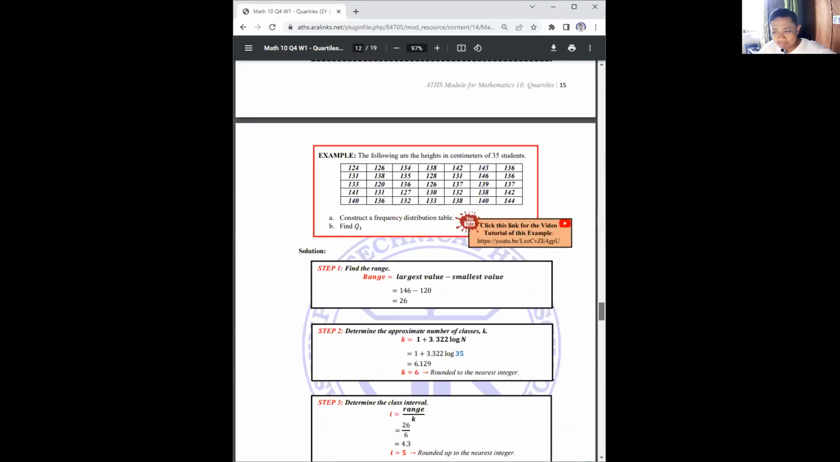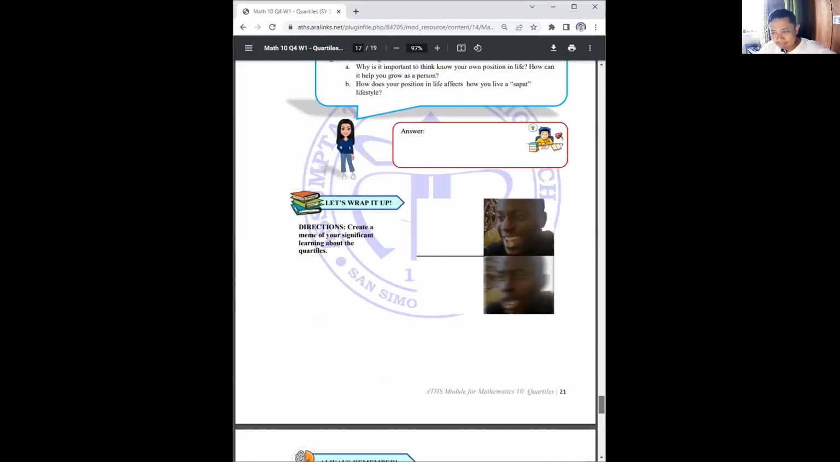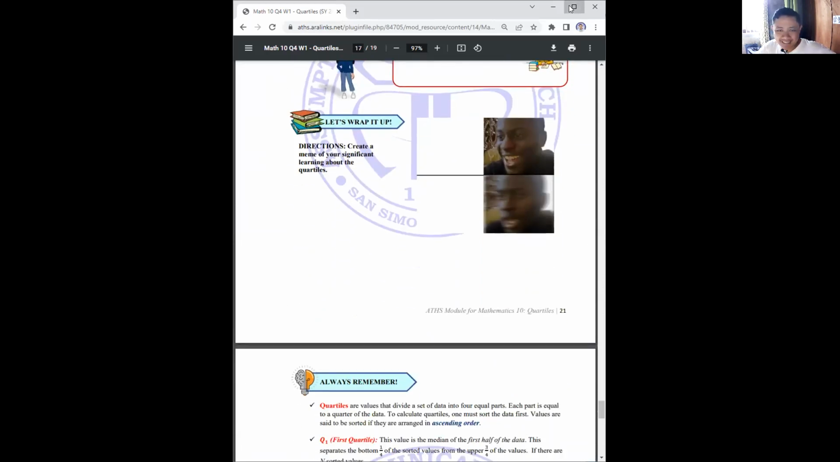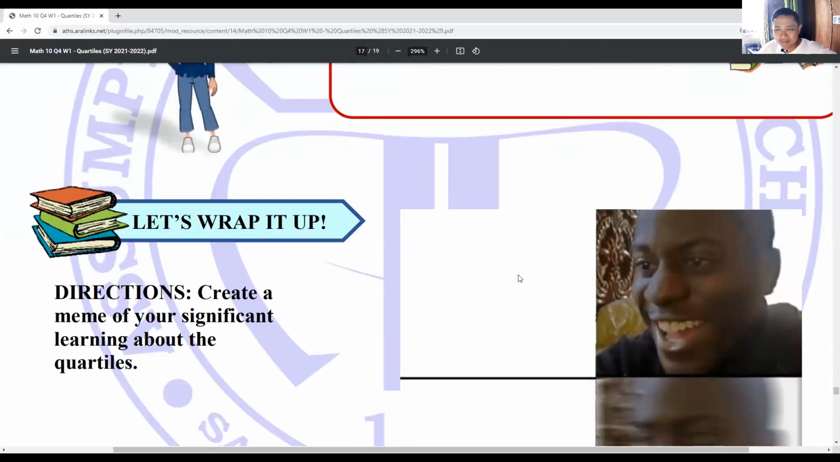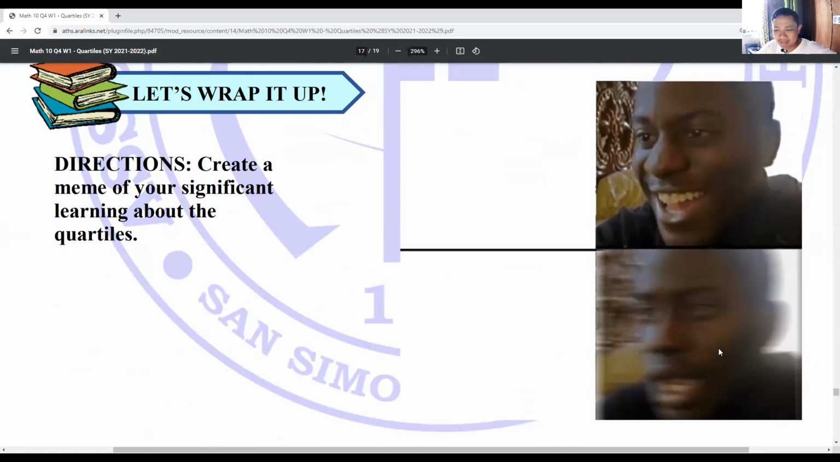Okay, here I go again. Oh, eto, hinihintay ng maraming classmates. And surely some of you already have access to this. Here is our featured meme for the week. Ayan, okay. Take a screenshot of this meme template. Take a screenshot of our featured meme for the week and create a meme of your significant learning experiences about quartiles. Okay? Quartiles tayo this week. Okay, take a screenshot first.